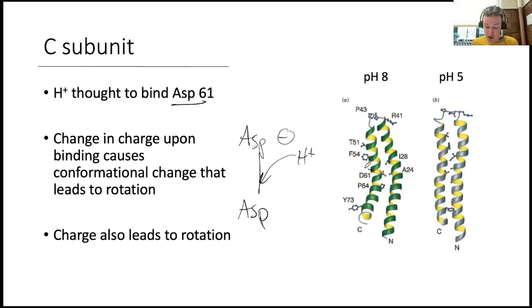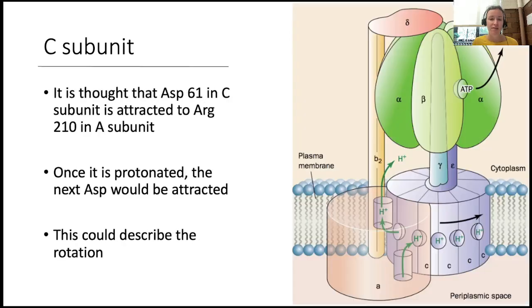So a protonation event here changes the charge at this location and causes a shape change. Let's dive into those details.